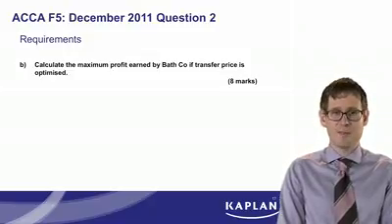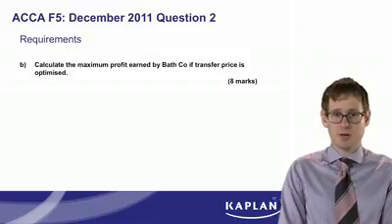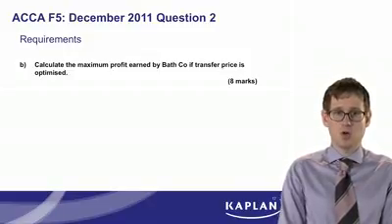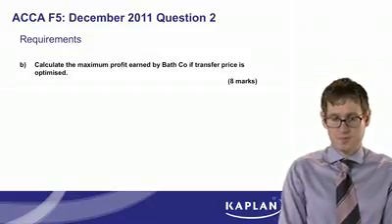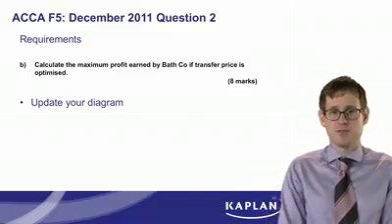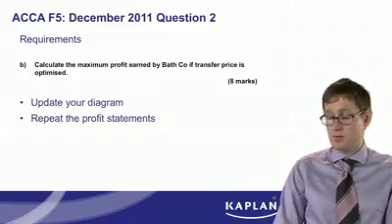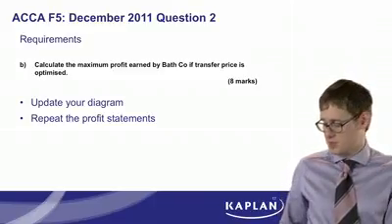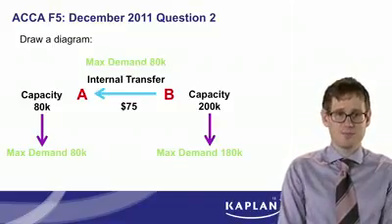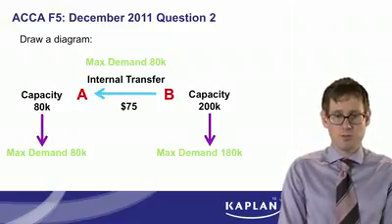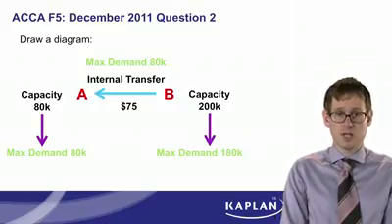Here then, we need to work out the maximum profit that can be calculated for the company as a whole. To do this, we'll need to make sure that the transfer price is optimised. The first thing we're going to do here then is update our diagram for the new information that we're told. Then we'll repeat the profit statements, making sure that we change them for these new updated figures. So here we can see our original diagram. What I would recommend in the exam, once you've finished with the diagram, is just to cross out the figures from A and write the new figures that you'll need in Part B.